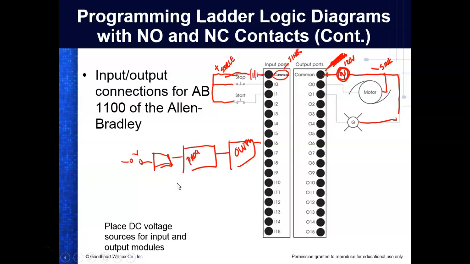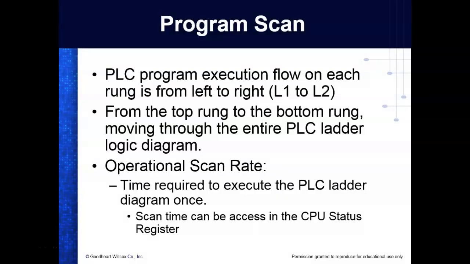So the longer these programs are, in the old days, we had problems because the CPUs weren't as fast. And when our ladder diagram got too long, it would literally miss the inputs. From top rung to bottom rung, moving through the entire PLC ladder diagram. So two things: it scans inputs, runs the program, or takes it through your logic, then eventually generates an output.